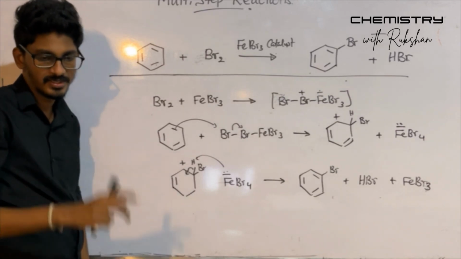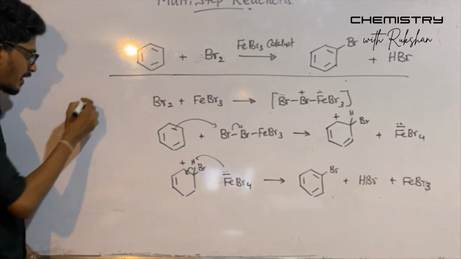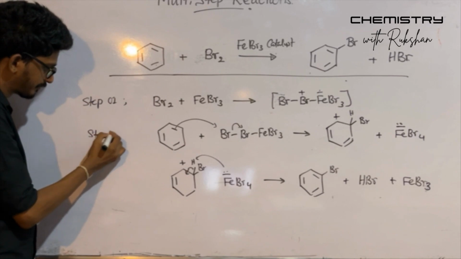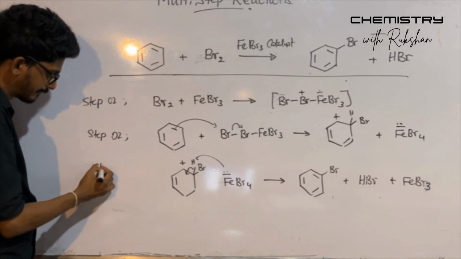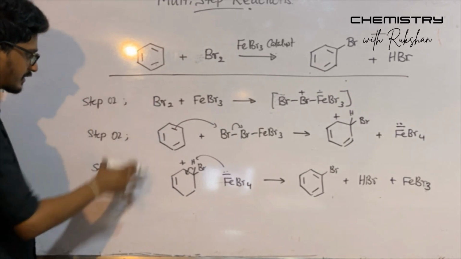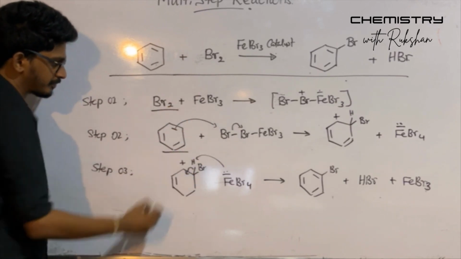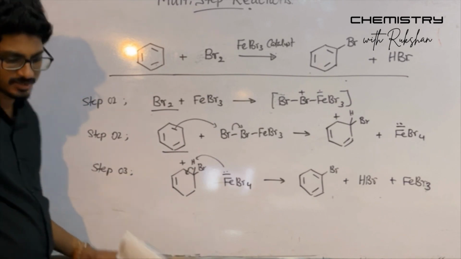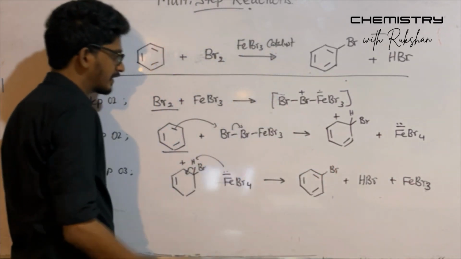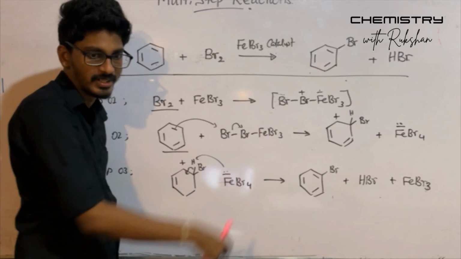Let's see whether it happens here or not. If you add step 1, step 2, and step 3, don't you get this one? See, if you add the stuff at the left hand side, only these two will remain. Why? Because this thing will cancel off with this one. At the left hand side you have one FeBr3, and at the right also you have one FeBr3. Those things will cancel off.